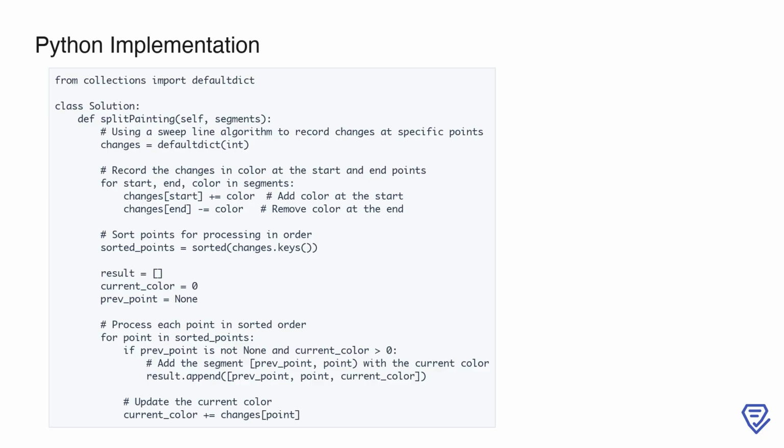We then initialize an empty list called result to store the final painted segments, a variable current_color to keep track of the cumulative color value at any given point, and a prev_point variable to remember the previous position as we iterate through the sorted points. The for loop begins to iterate over these sorted points, and at each step, we check if prev_point is not None and if current_color is greater than 0. If both conditions are true, we append a new segment to the result list that spans from prev_point to the current point and is painted with the current color value.